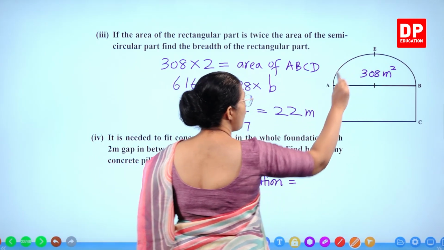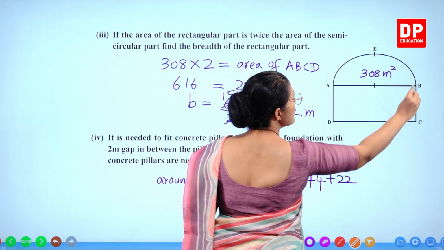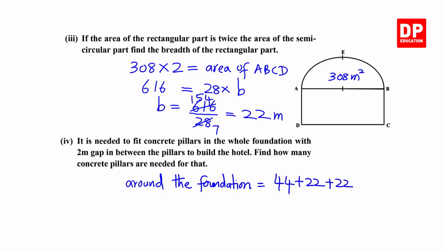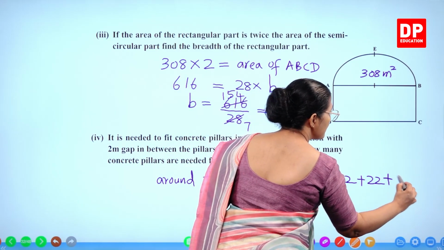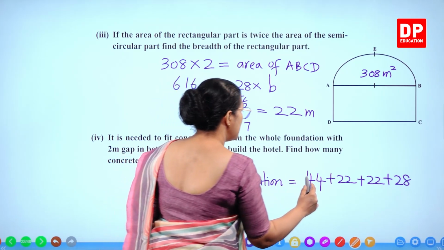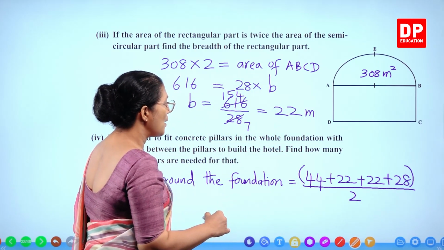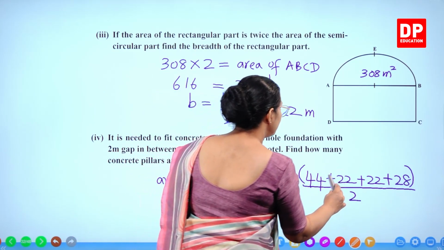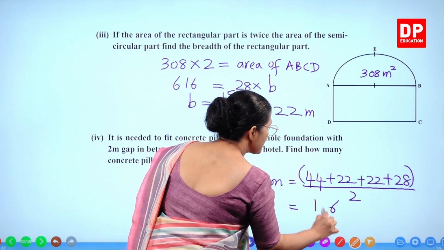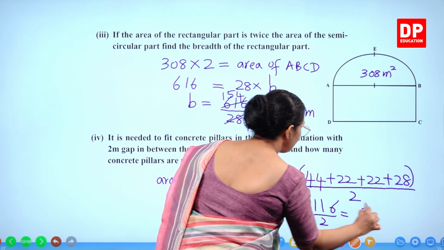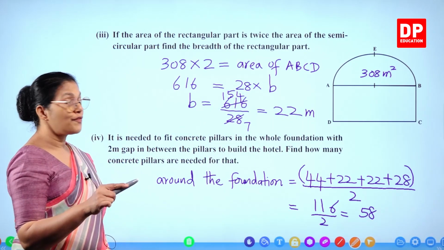Arc length we found 44. Breadth we found 22. This is also 22. And we know this length is 28. So that's the perimeter. Divide by the gap in between the pillars, so you have to divide by 2. What's the total? 116 divided by 2. 58 pillars needed. So this is a closed figure.